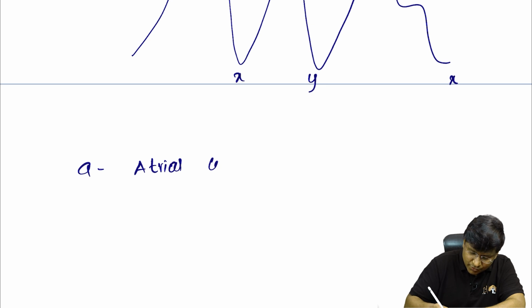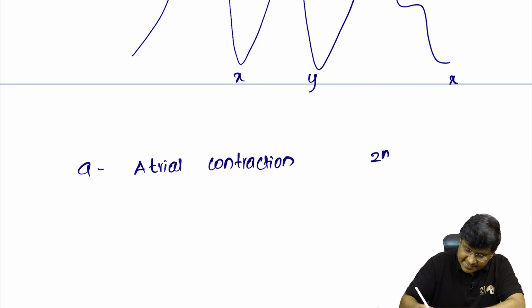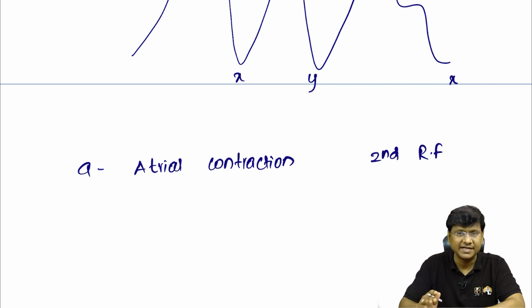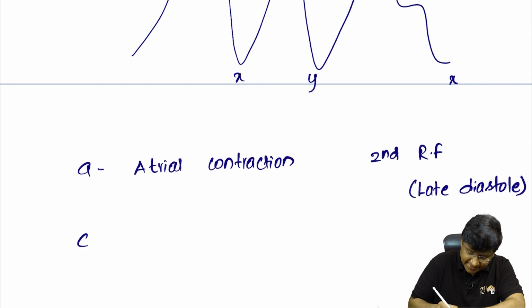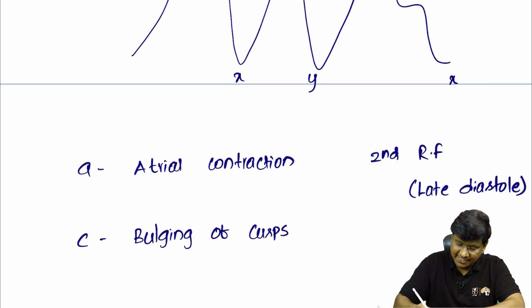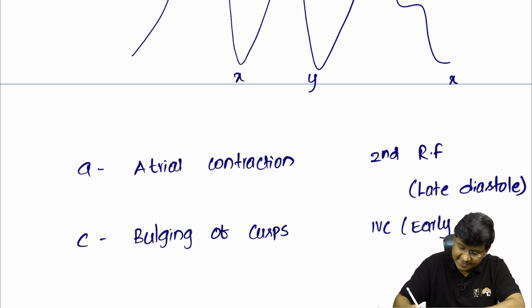So this corresponds to which phase of the cardiac cycle? This corresponds to the second rapid filling. Second rapid filling is due to the atrial contraction, which is present in the late diastole, okay? Then the C wave is due to bulging of the cusps, and that will happen during the isovolumetric contraction phase, which is nothing but the early part of the systole, right? Early part of the systole.